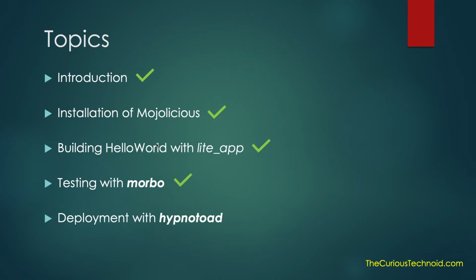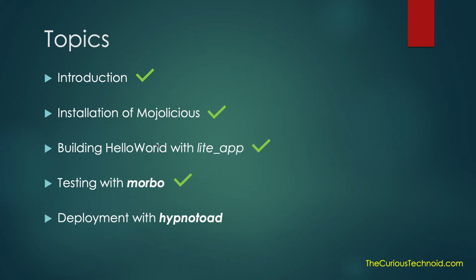We just tested our web application using a development web server called Morbo and made sure that the web page is fine. Now that we are happy with our mini project called Hello World, let's go ahead and deploy it so that it runs forever. There are multiple ways to deploy it in a production environment. We will use Hypnotoad to do it. Hypnotoad is a production grade web server and it is very popular among the Mojolicious community.